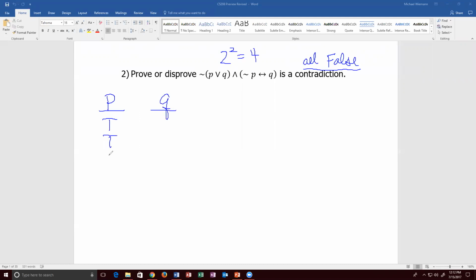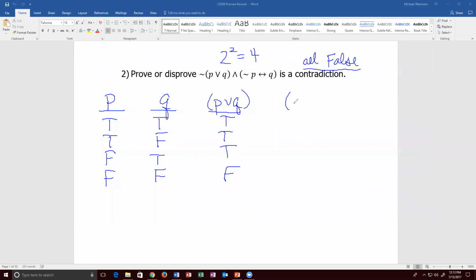I'm going to have true, true, false, false. And then for the Q, I'm going to do true, false as my initial setup. So the first thing I want to do is evaluate P or Q first. In this particular instance, the only time an or, a disjunction, is false is if both statements are false. So the last line is going to be false. The remaining lines are going to be true when I evaluate the inside of the parentheses.